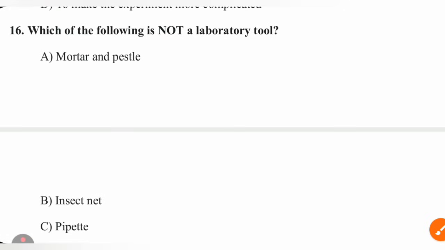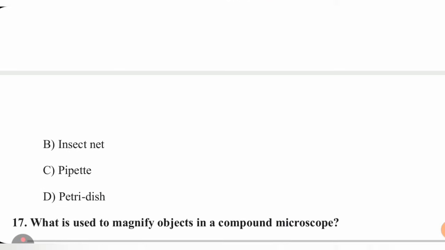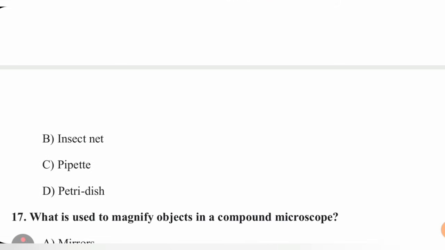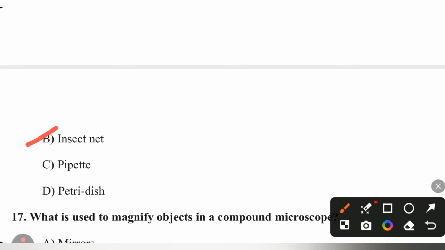16. Which of the following is not a laboratory tool? A. Mortar and pestle. B. Insect net. C. Pipette. D. Petri dish. Not a laboratory tool: insect net.